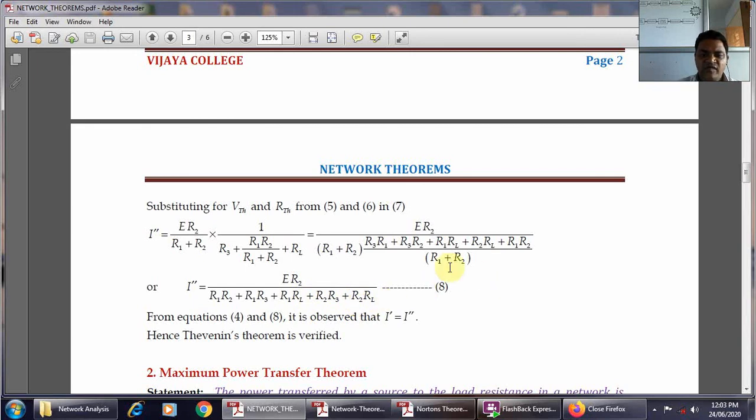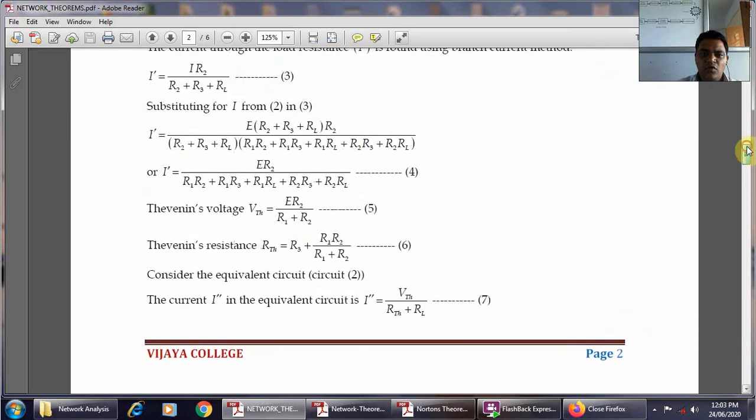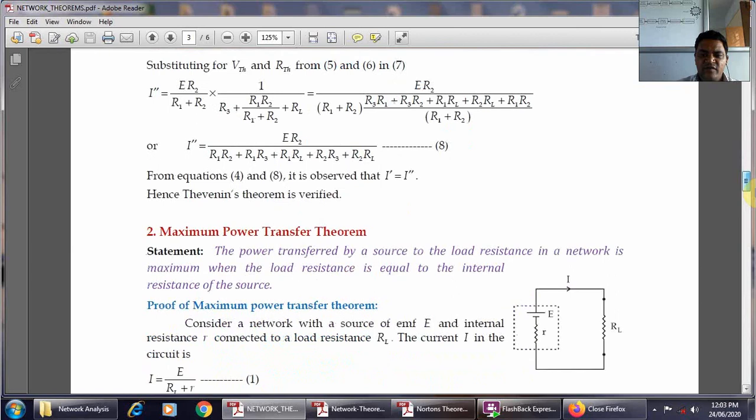Comparing equation number 4 and equation number 8, it is observed that I dash is equal to I double dash, hence Thevenin's theorem is verified. I hope this video helped you understand the basic Thevenin's theorem and its proof. Thank you very much.